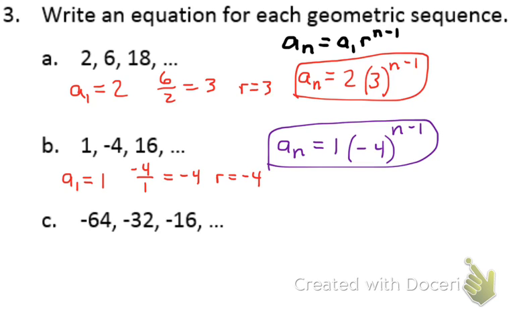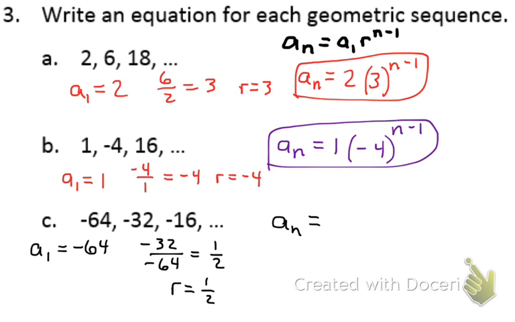Same type of thing on C. A sub 1 is the first term, negative 64. Set up your ratio and simplify it, and you get 1/2 as your common ratio. Substitute into the equation, first term, negative 64, common ratio 1/2, and then your exponent is the n minus 1.